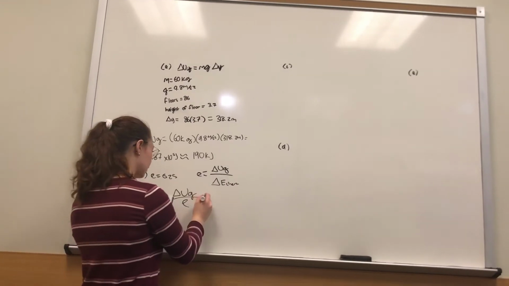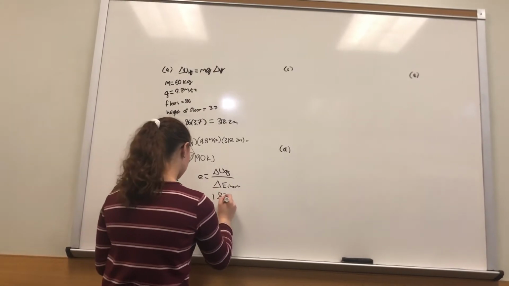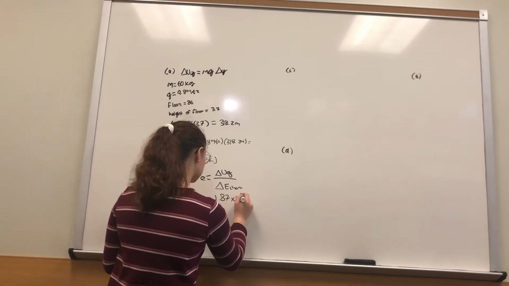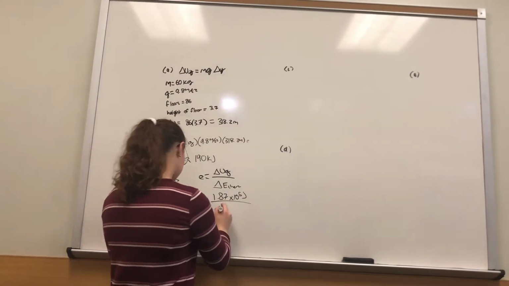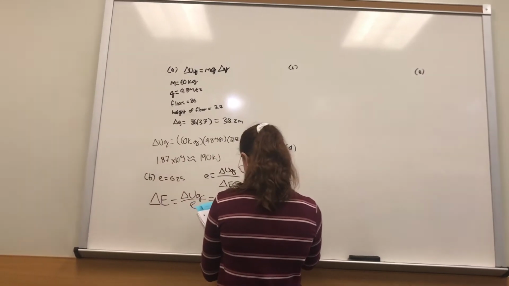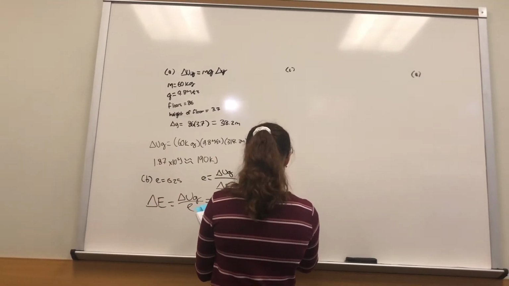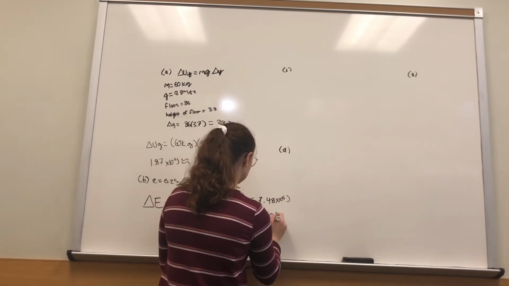So we get 1.87 times 10 to the 5th joules, and then our efficiency is 0.25. So we end up getting 7.48 times 10 to the 5th joules, or approximately 750 kilojoules.